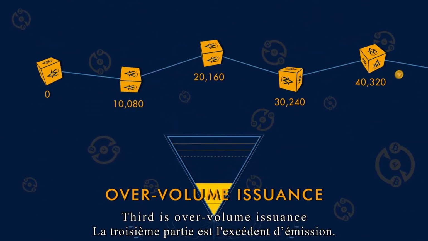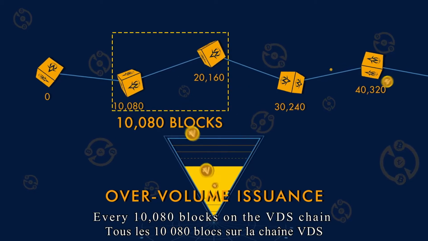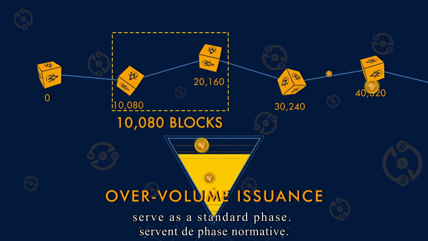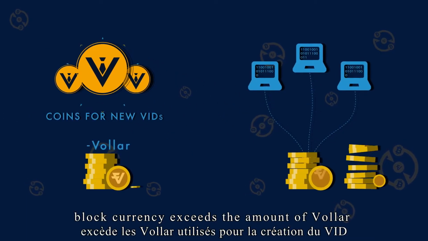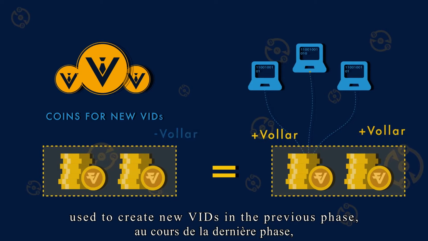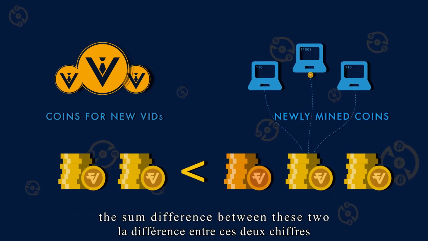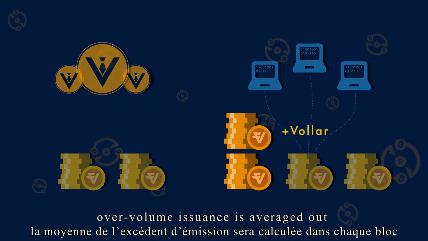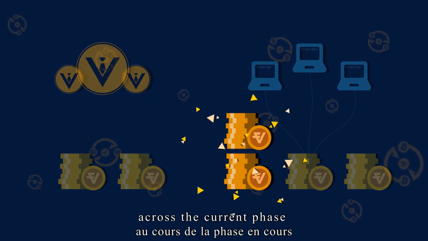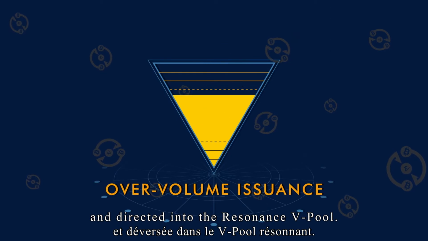Third is over-volume issuance. Every 10,080 blocks on the VDS chain serve as a standard phase. Whenever a given phase's newly issued block currency exceeds the amount of Vollar used to create new VIDs in the previous phase, the sum difference between these two is called over-volume issuance. As each block is generated, over-volume issuance is averaged out across the current phase and directed into the resonance V-pool.